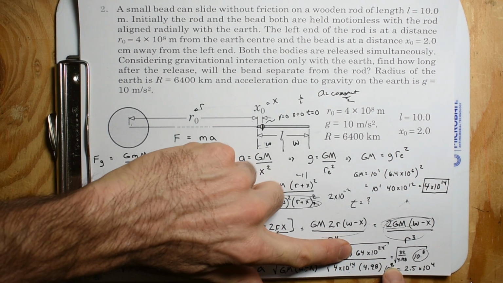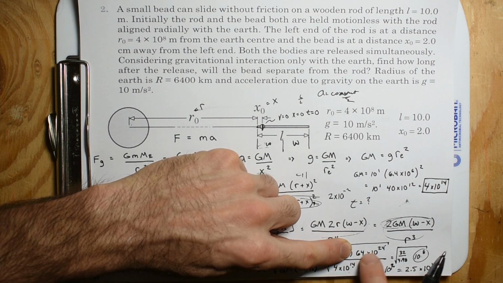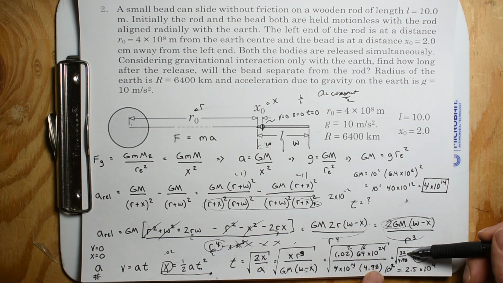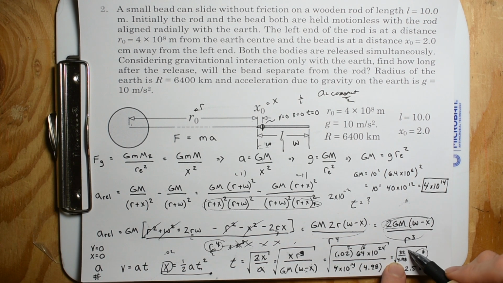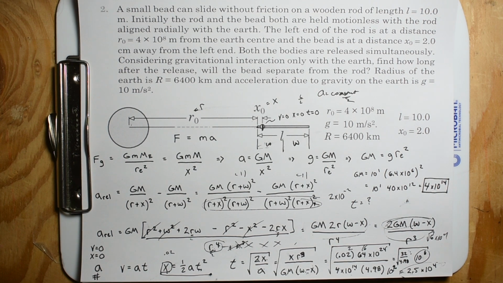So if this was 2, hey, this 4 makes this 16. You know, factor out that 4. 16 times 2 is 32. Divide by this 4.98. So we still got to take the square root of it. This is like the square root of 6 times 10 to the 4. So that's going to be 2.5 times 10 to the 4. And hell yeah, that's the quick answer.